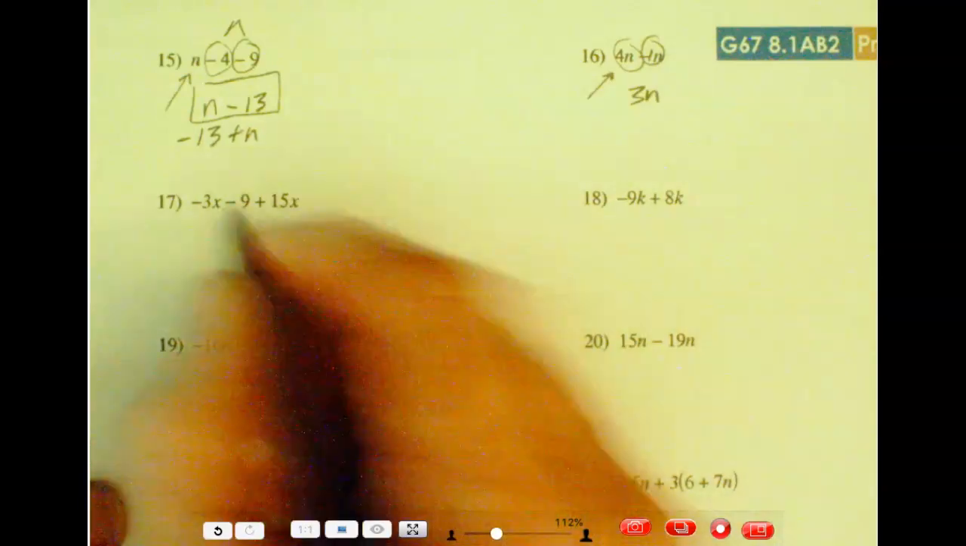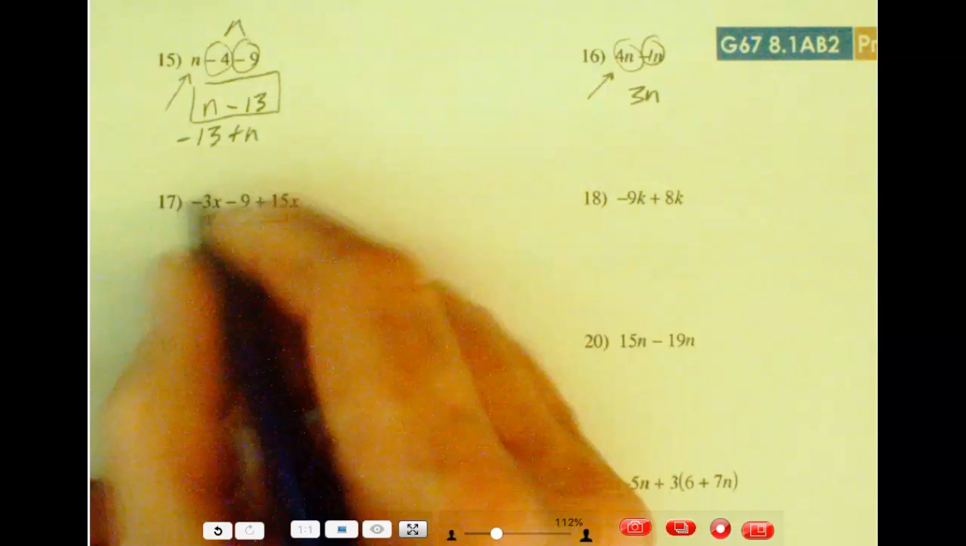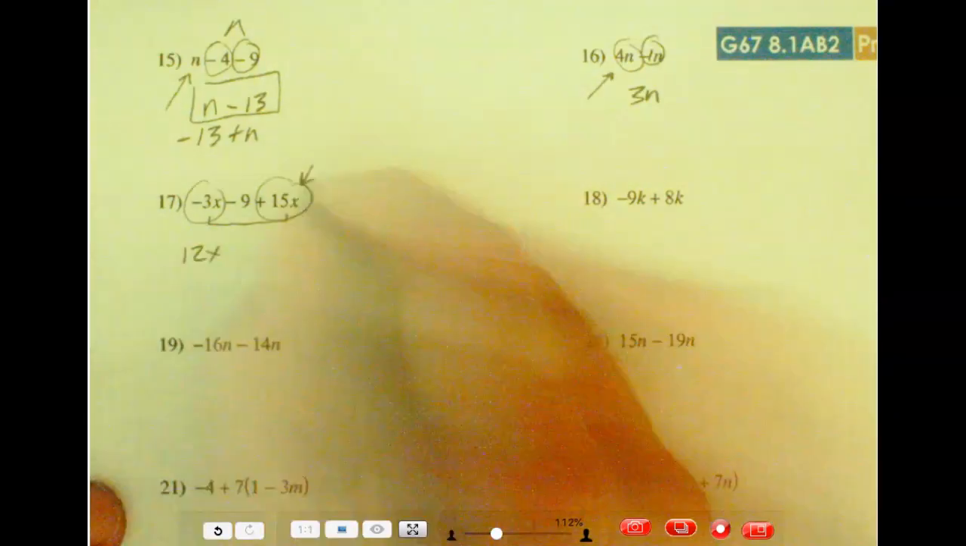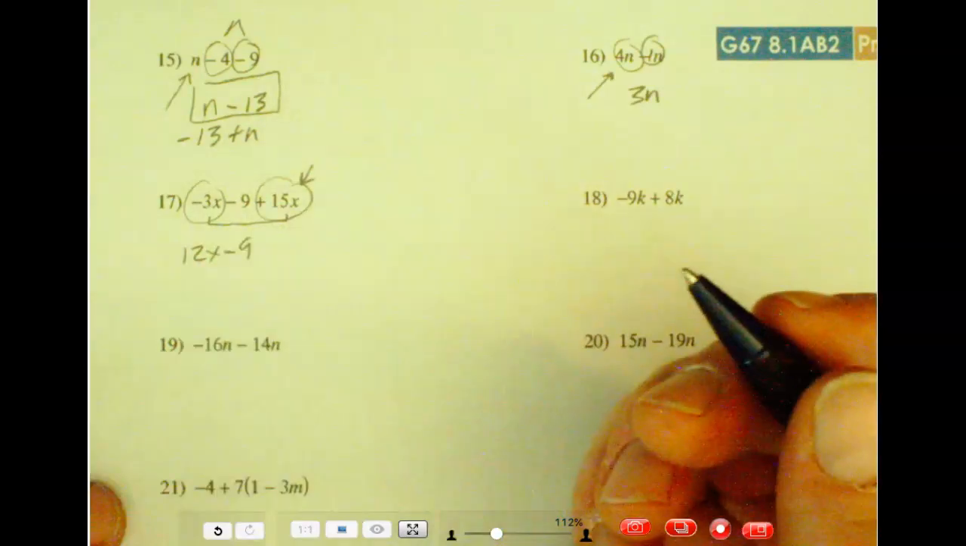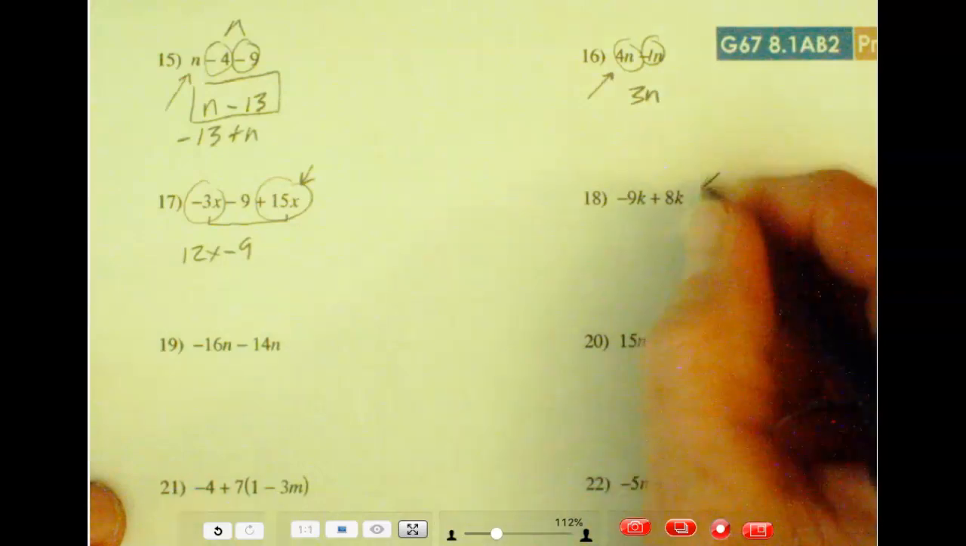Let's see, how about these two here? We can combine these terms here. All right, let's just circle them so it's easier to see. We've got a positive and we've got a negative. The difference is 12x, and it's positive because this has the greater absolute value, and we're minus 9. We've got nothing else we can do with that 9. There's no other like terms. Go ahead and try 18 real quick on your own.